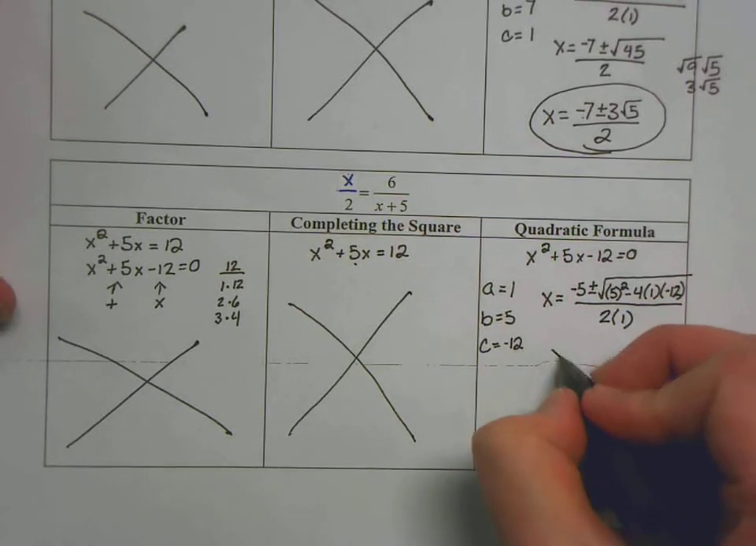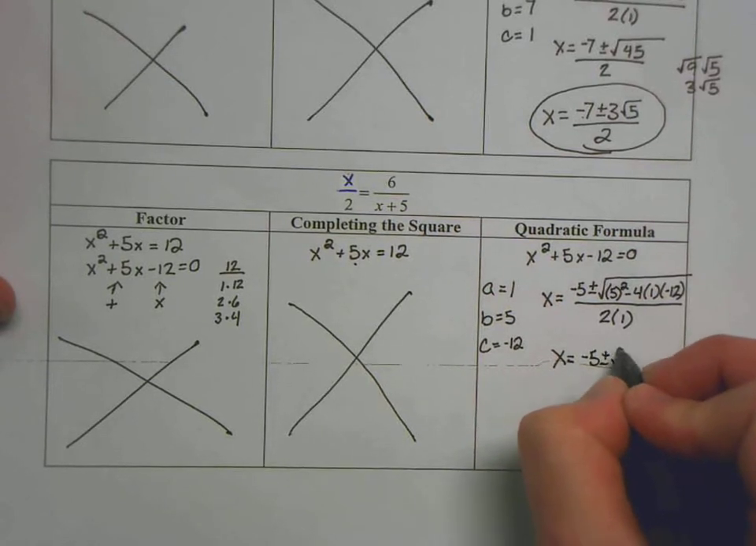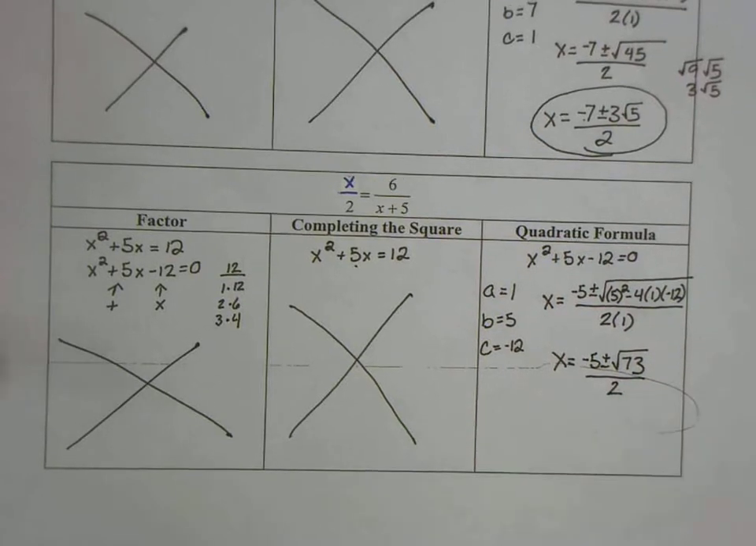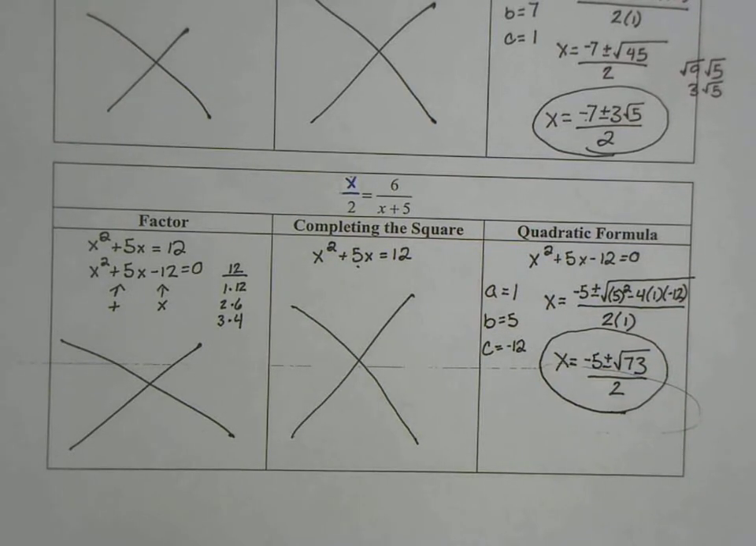Go ahead and simplify it. You'd get negative 5 plus or minus radical 73 over 2. And that is actually your final answer on this one because we cannot simplify radical 73. It is not divisible by any perfect squares.